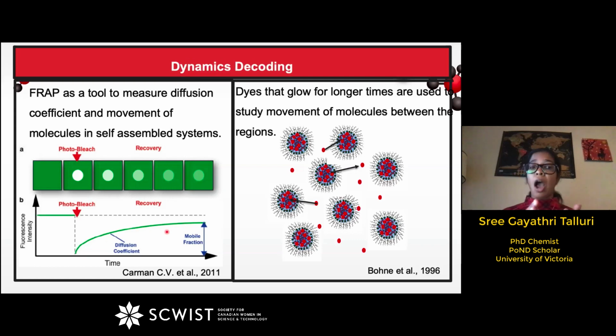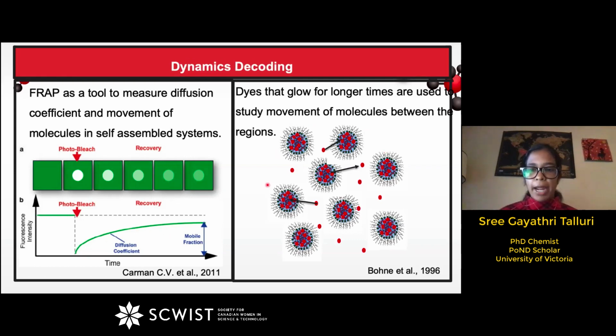For example, how fast this recovery happens or how slow the recovery happens can give us information on how the molecules move in these assembled systems, and if we could be able to control these movements using certain conditions.